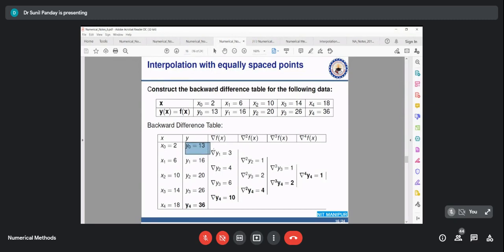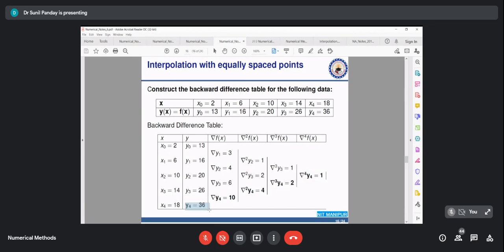Earlier we did the same calculation, but there we wrote delta of y0. As it is a backward difference table, we will write nabla of y1. It is 3. Nabla of y2, again 4 minus 3, it is 1. Nabla of y3, it is 2 minus 1, you will get 1, and the fourth, nabla of y4, is 1. So earlier, in the previous table, I was focusing on these values because that was the forward difference table. Now I am dealing with the backward difference table. So these values are important to me. That's why these values are bold.